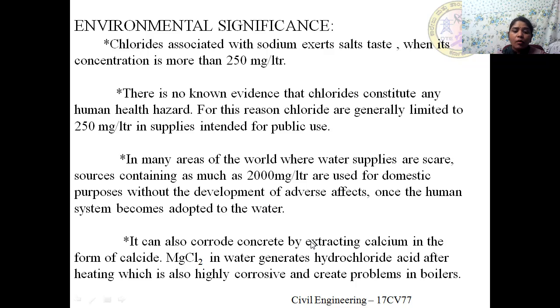One of the most important points is that when the chloride increases, it corrodes concrete. The corrosion is by extraction of calcium, which is present in the form of calcite. Magnesium chloride in water generates hydrochloric acid after heating, which is also highly corrosive and may create problems in the boilers.